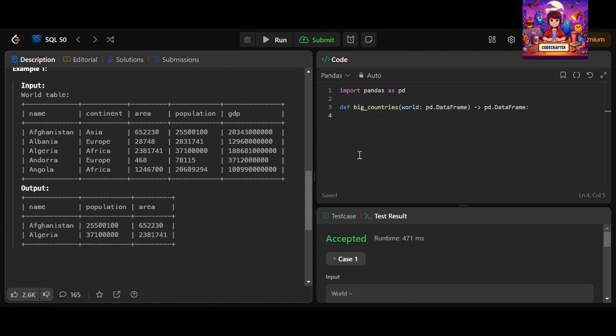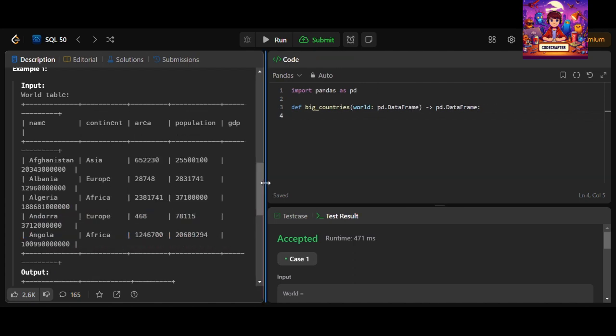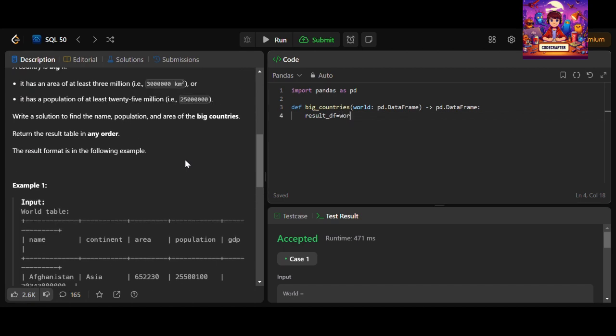So let's try to code it. Here, I'm just creating a resulting data frame and storing that value in it. So what is the table name? World table. And what is the condition we have? We have 2 conditions, right? So let me select the conditions one by one.